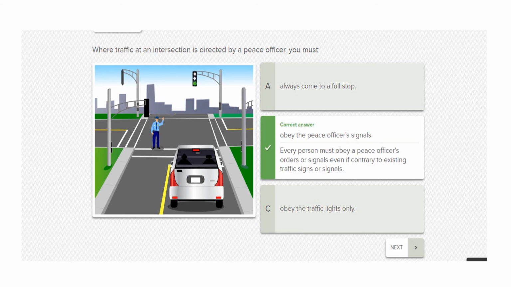And our answer is option B, obey the peace officer's signals. Every person must obey a peace officer's orders or signals, even if contrary to existing traffic signs or signals.